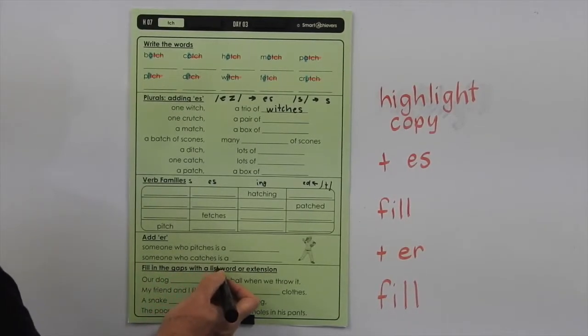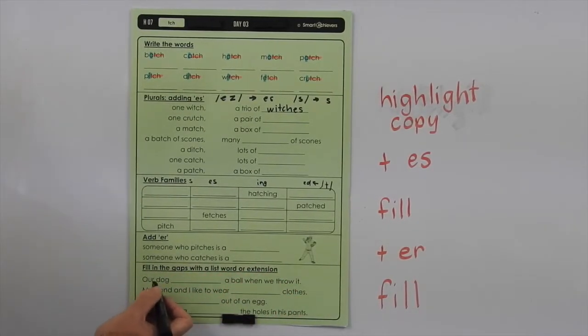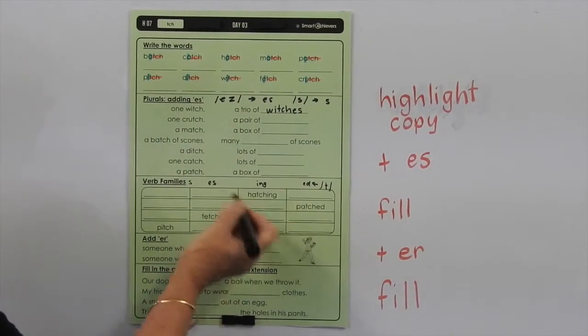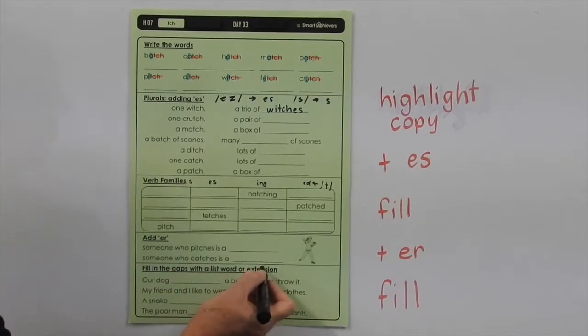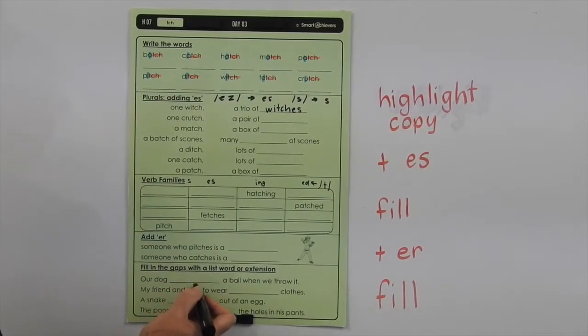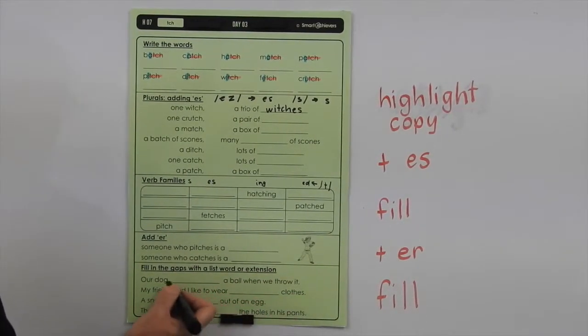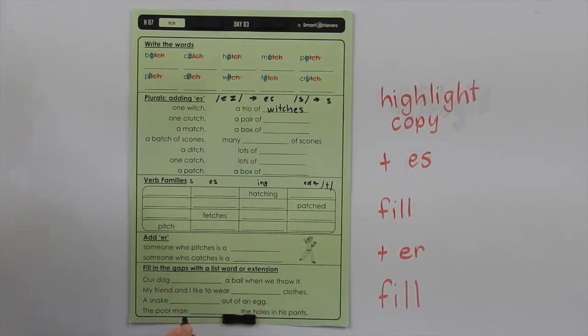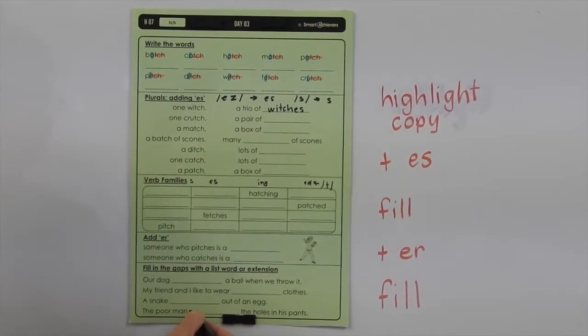Fill in the gap with a list word or extension. So it doesn't just have to be a list word. It could be one of these words where we've added to the base word. We've extended it. Our dog something a ball when we throw it. Our dog fetches a ball when we throw it. That sounds okay. We couldn't say our dog fetching a ball when we throw it. No, that doesn't make sense. Our dog fetches a ball when we throw it would be the correct word. You have to write in the base word with its correct ending for these other sentences too.